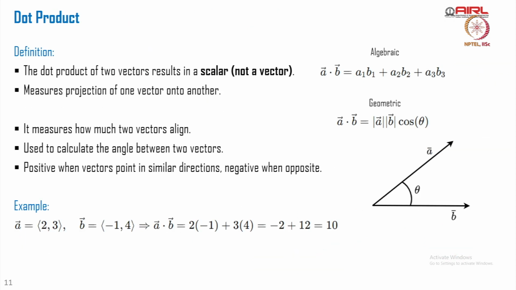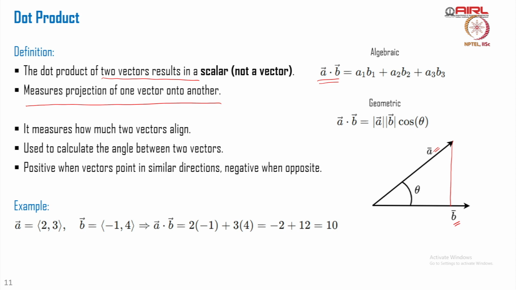Next comes another very important concept called dot product. The definition of dot product is that it is a scalar term coming out of two vectors. It measures the projection of one vector onto another. If you come here and see this particular image, this image has two vectors A and B. When we talk about dot product, we represent it like this: A dot B is the dot product of the vectors A and B.